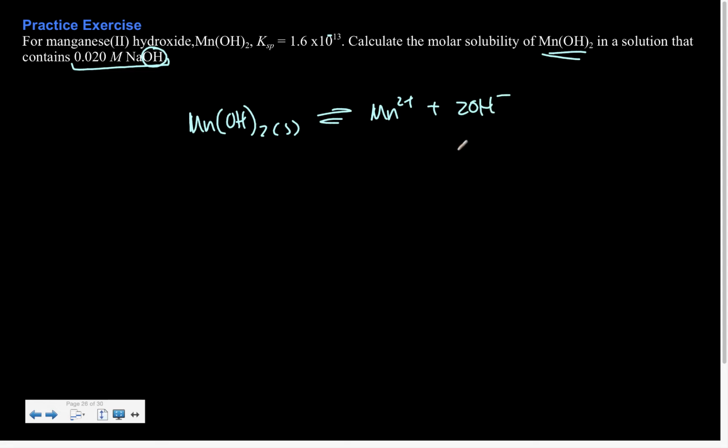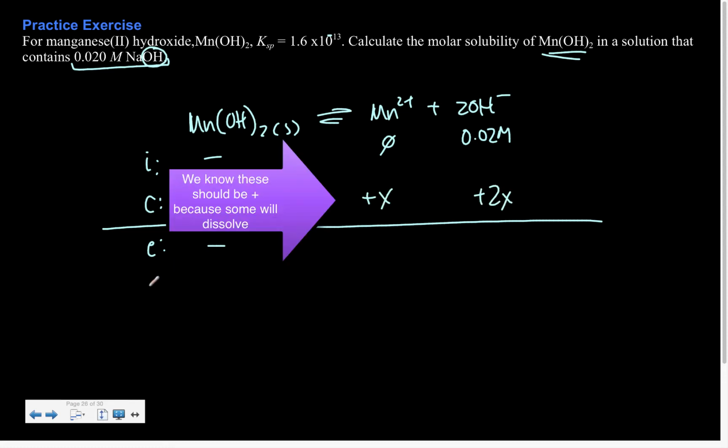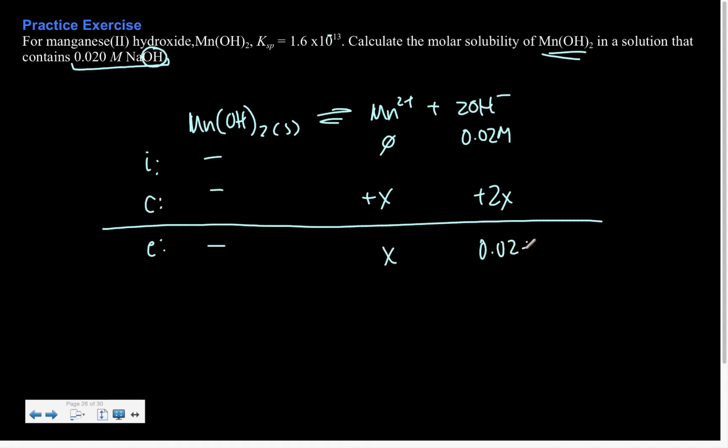So we know that this is our overall equation. Now, we can look at this from the point of view of a RICE table. There are other ways to look at it, and it depends on what makes sense to you. This is just an easy, simple way to do it. Currently, there is none of the manganese ion; we don't have any initially, but we do have 0.02 molar hydroxide initially. Some of this will hopefully dissolve, which means that at equilibrium, I'm going to have x and 0.02 plus 2x.